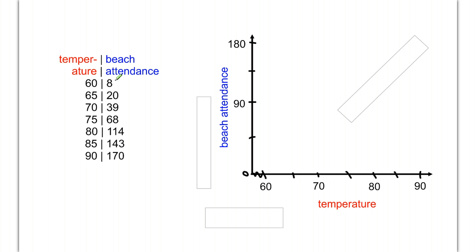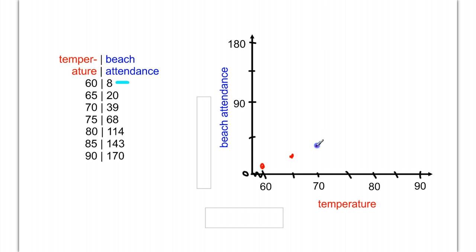So starting here, we have 8 people at the beach and a temperature of 60 degrees. So if we plot that on here, 60 degrees and 8 is going to be roughly about here. So we plot our dot. That represents one data point, one paired value of two variables. Next is 65 and 20. Go to 65, we go to about 20, graph that, and continue on.